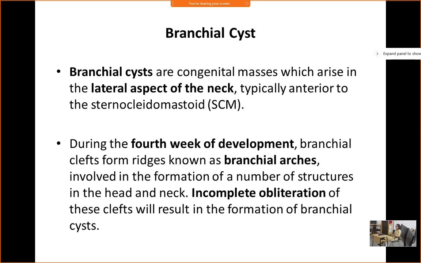Now, what is a branchial cyst? A branchial cyst is also another form of neck swelling, which are congenital masses which arise in the lateral aspect of the neck. Unlike the thyroglossal cyst, which is always in the midline, this one is a lateral neck swelling, which is typically anterior to the sternocleidomastoid muscle. During the 4th week of development, the branchial clefts form ridges known as the branchial arches, which are involved in the formation of a number of structures in the head and neck. Incomplete obliteration of these clefts results in the formation of the branchial cyst.